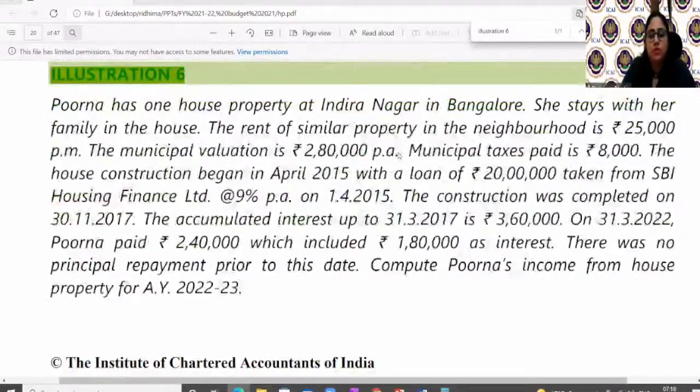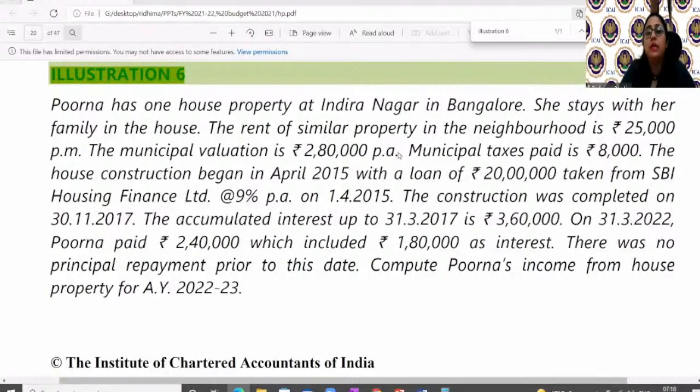Poorna has one house property at Indira Nagar in Bangalore. She stays with her family in the house. The rent of the similar property in the neighborhood is 25,000 per month. Rent of similar property is fair rental value. Municipal valuation is 2,80,000 per month. Municipal taxes paid is 8,000.